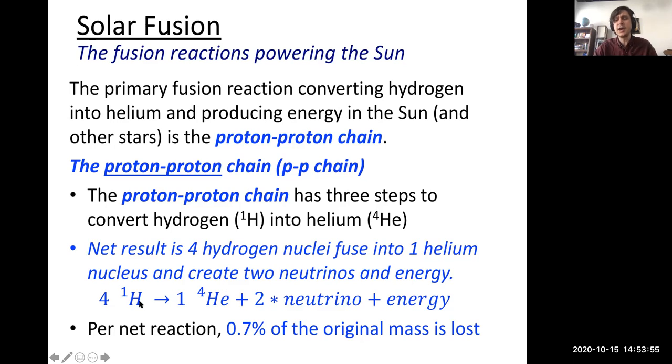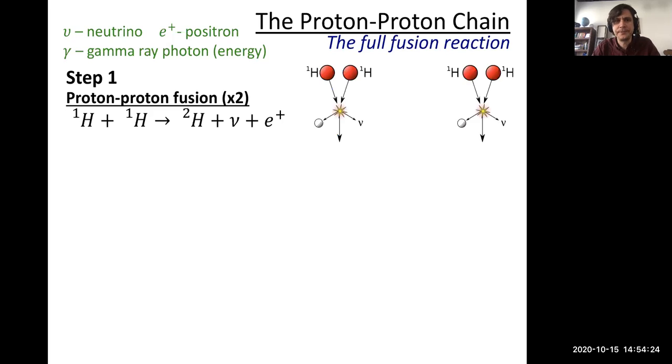But you could look at the mass of the helium nucleus and compare it to the mass of the hydrogen nucleus, and realize that they're not the same. The 4 hydrogens have more mass than the 1 helium. You could do the math, and you would see that 0.7% of the original mass was lost. So per net proton-proton chain reaction, we have a mass conversion from mass into energy of 0.7%. You will have to get some practice using that number in the homework.